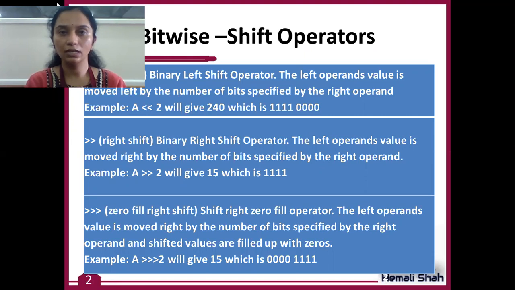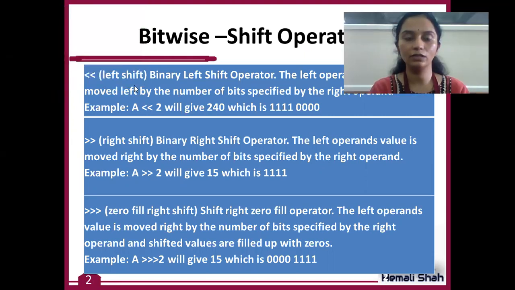First is the left shift operator. It shifts the bits of the actual variable to the left side by the value specified after the operator. See here, it is a, then less than, less than, 2. That means it shifts 2 bits in the actual value of a. If the actual value of a is like this, then it shifts the bits 2 times to the left-hand side.